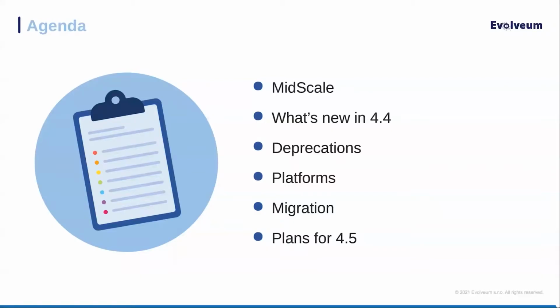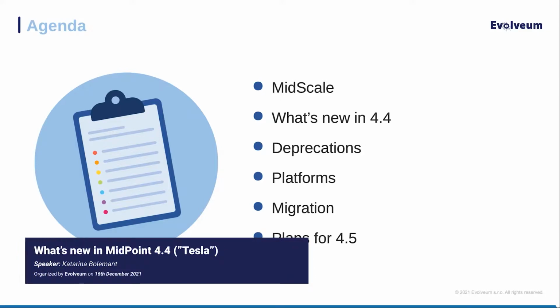The webinar is divided into logical blocks. At the beginning, we will look at the results from the midScale project. After that, features and improvements added in Tesla will be introduced. We will briefly go also through the deprecations, removals, and supported platforms. The last but not least part of the webinar will focus on what's coming next in the release 4.5, which name will be Nightingale.